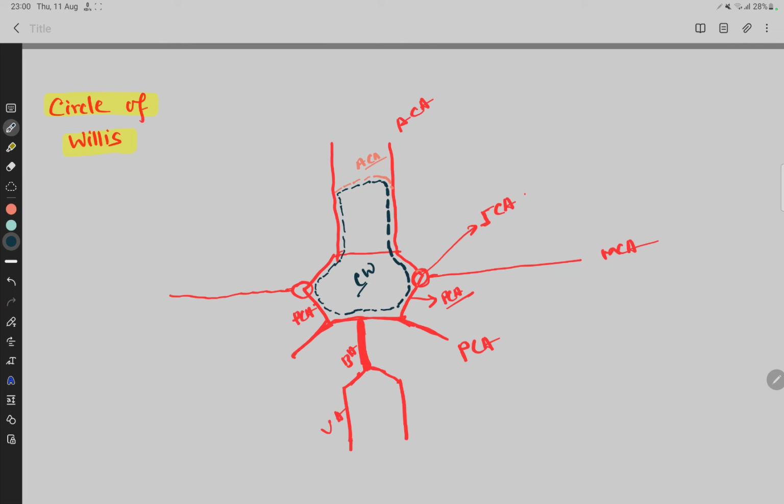Okay, so here an important part is that the middle cerebral artery does not take part in the formation of the circle of Willis. It is formed by the internal carotid artery. So this internal carotid artery takes part to form this circle of Willis.